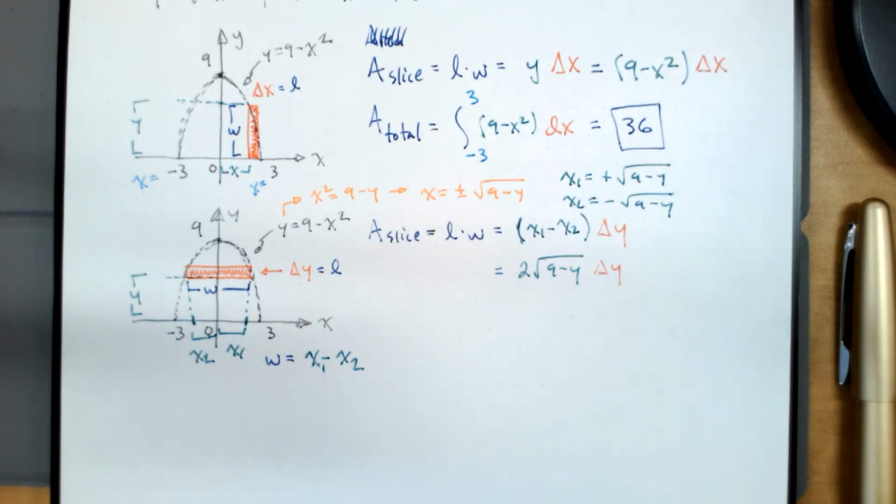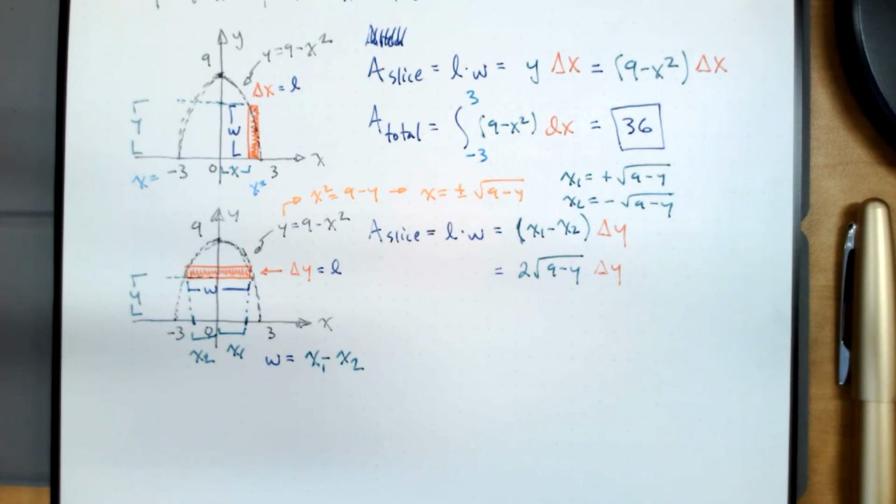We came to a plus or minus. Then we have to decide which one do we use, one or the other or both. And in this case, since there were two x's, clearly we're going to be using both the plus square root of 9 minus y and the minus square root of 9 minus y.